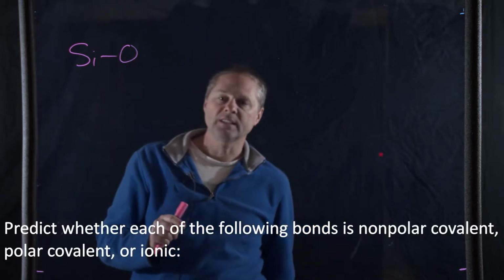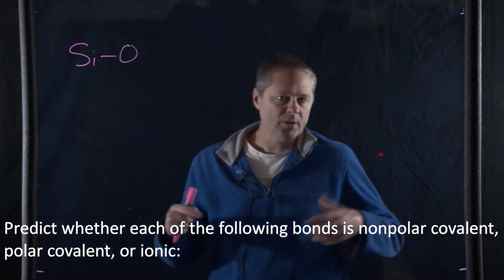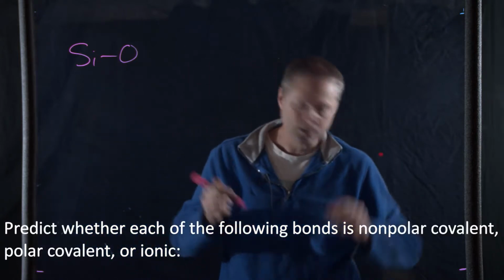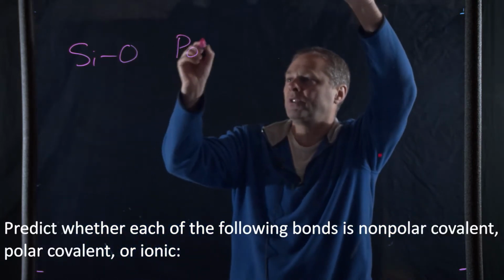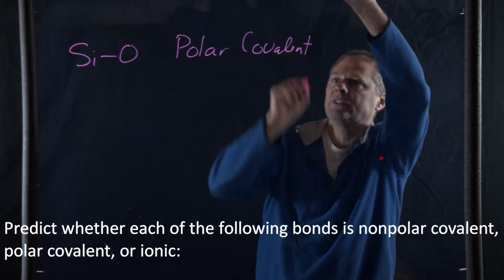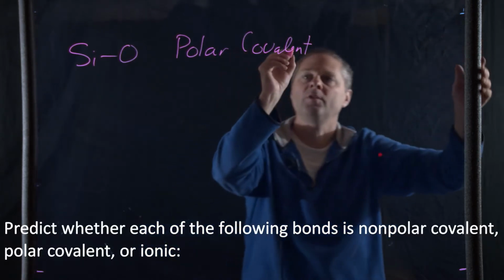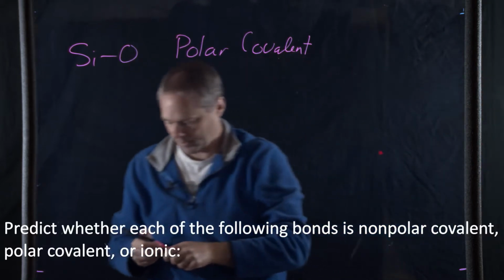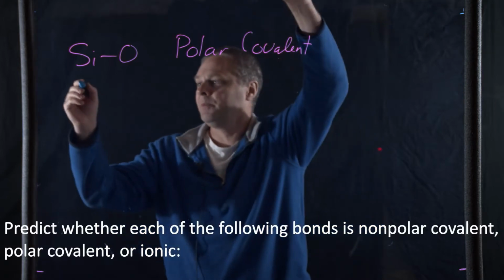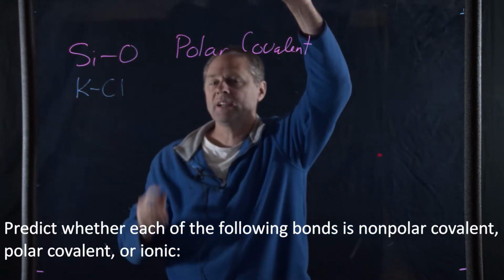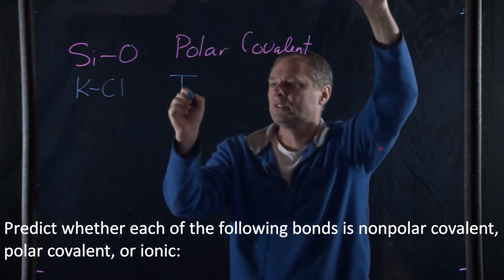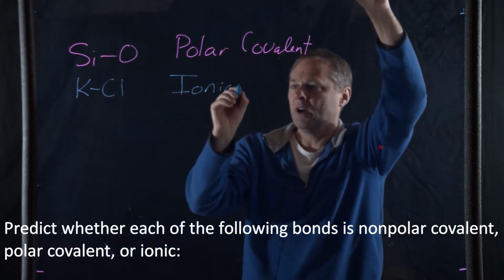So silicon, since that's basically a metalloid, we'll treat that as though it's a non-metal. And so in this case, this is going to be a polar covalent bond. All right. Next one is going to be potassium chloride. Potassium is a metal. Chloride is going to be a non-metal. So this is going to be ionic.